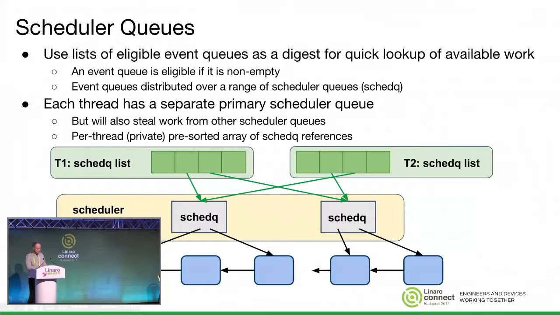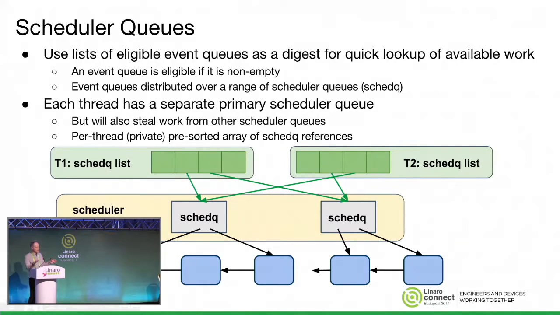And each thread has a list of scheduler queue references, these green boxes. If you look at the green arrows, you can see that both threads refer to both scheduler queues, but in different order. The first thread, T1, is first looking at the first scheduler queue, and then, if that is empty, is looking at the second scheduler queue. The second thread is first looking at the second scheduler queue, and if there are no eligible event queues, it will be looking at the first scheduler queue.